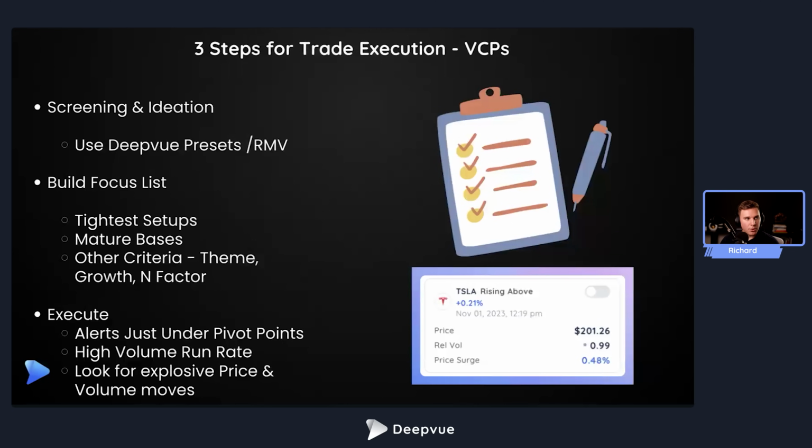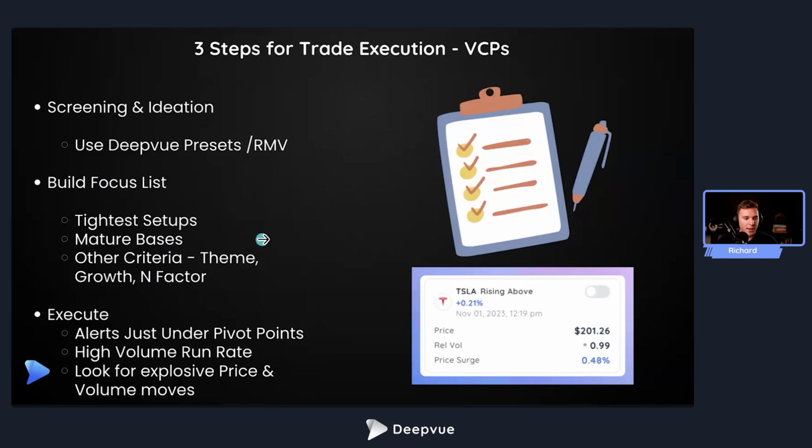All right, so taking a step back, there are 3 steps for trade execution, all the way from screening to executing. First, screening and ideation, which is what we just covered. We've got the Deepvue presets, and we've got the RMV data point that allows you to find stocks forming tight areas really easily, and that allows you to build a universe of stocks forming tight areas in just a few clicks. Then from that, you build a focus list.